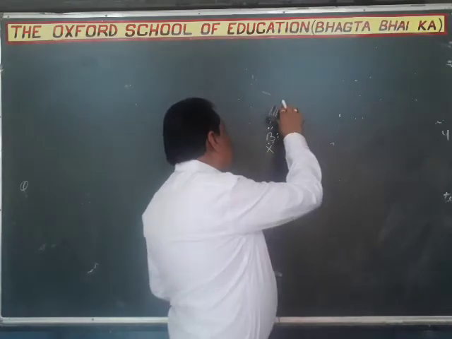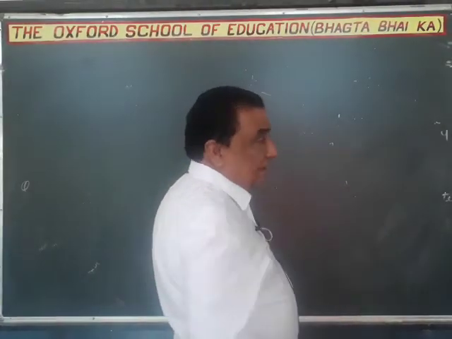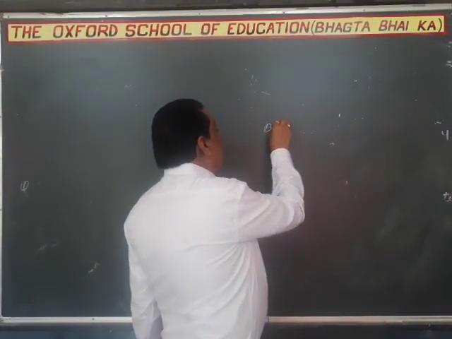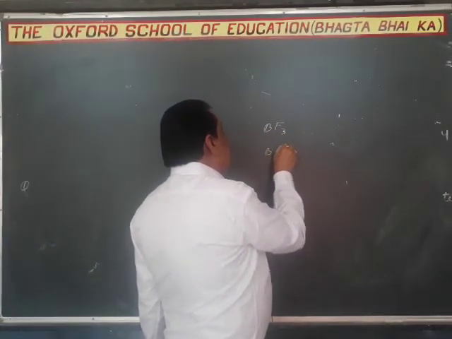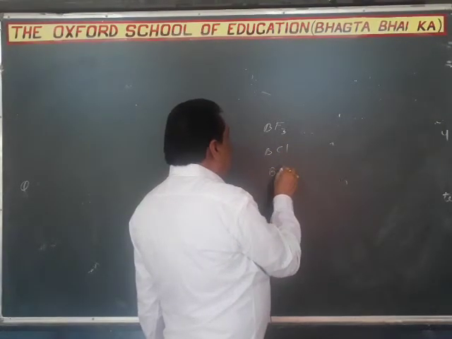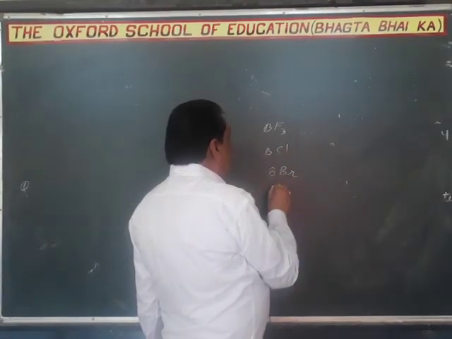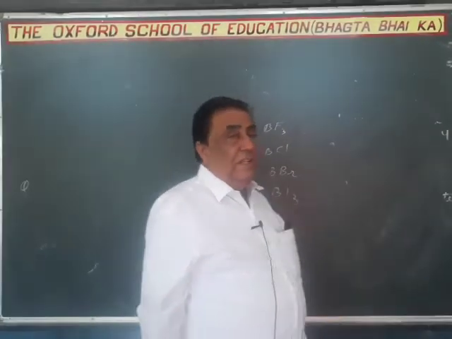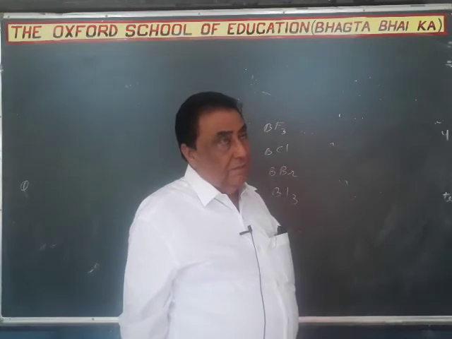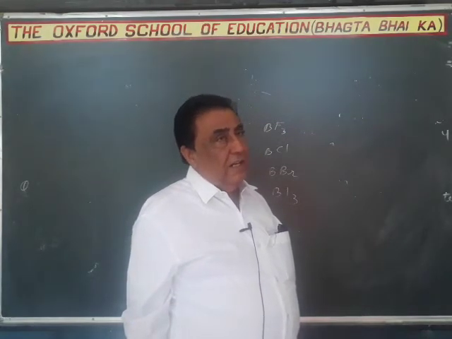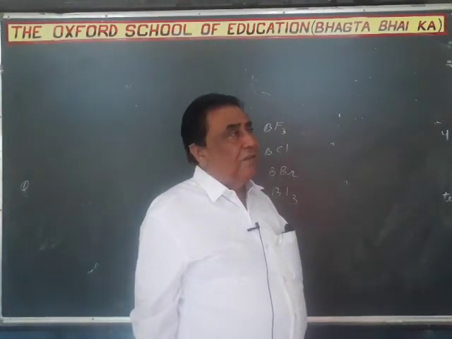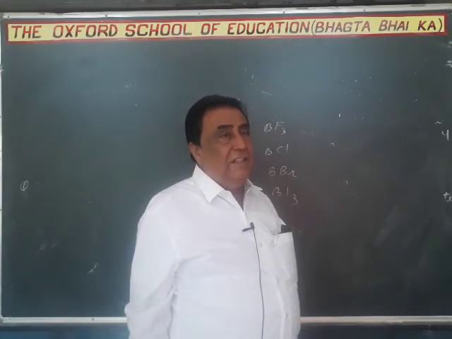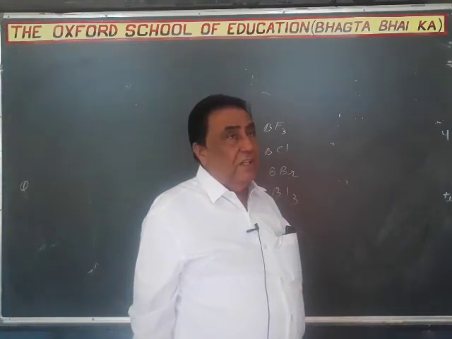A Lewis acid will act. BF3, BCl3, BBr3 and BI3. They are all Lewis acids. Now the question arises, which of them is strong Lewis acid and which is weak Lewis acid?